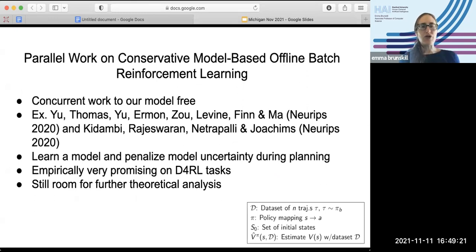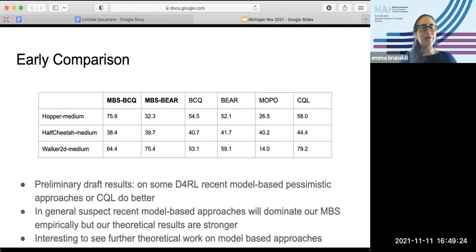So after that work, we did some early comparison. And I think this was really more about, is it model free or model based? And what we could see is that our approach, so MOPO is one of these concurrent approaches. And I think it varied by the type of task. So in some tasks, our approach, MBS, did much better than MOPO. In other tasks, they were either comparable or worse. So I think the jury's still a little bit out, but there's been a lot of performance.